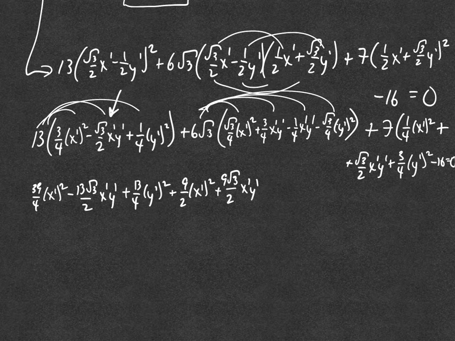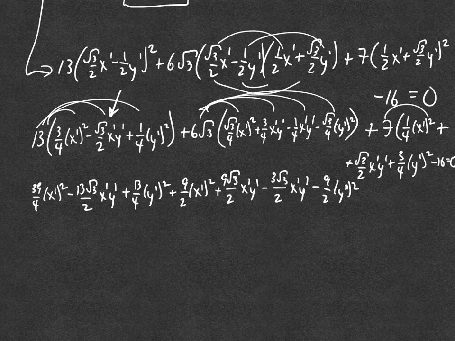Right, the next one, 6 square roots of 3 times negative 1/4. Let's see, again, a 2 could cancel top and bottom. That would leave me with a 3, so that would be negative 3 square roots of 3, x prime y prime. Let's see, and then the fourth one, 6 square roots of 3 times the square root of 3 over 4. Again, square root of 3 times square root of 3 is 3, so 6 times 3 is 18. And 18 over 4 reduces to 9/2.